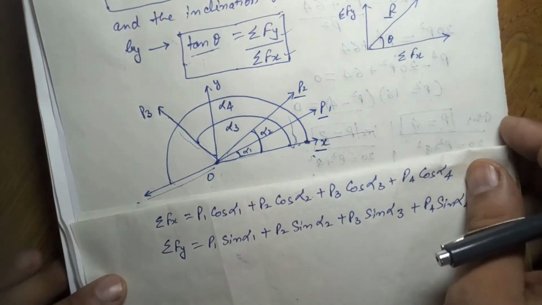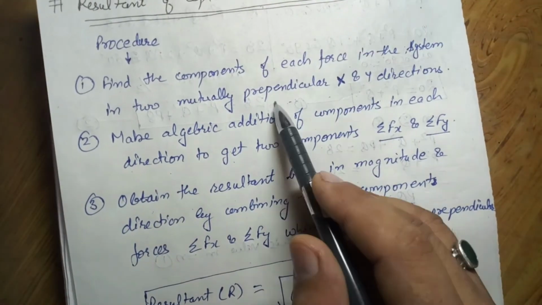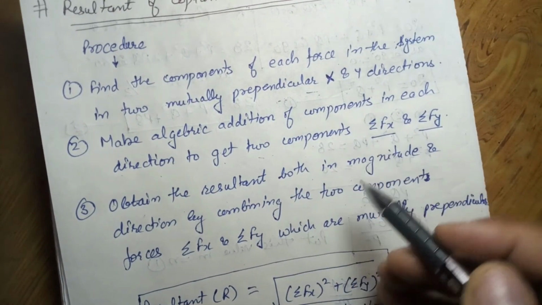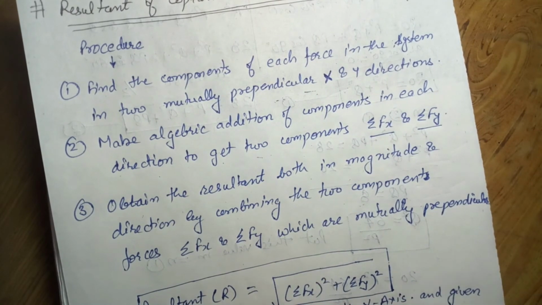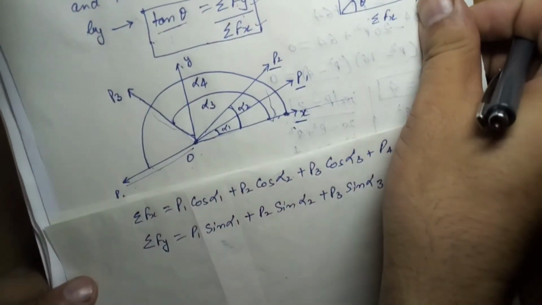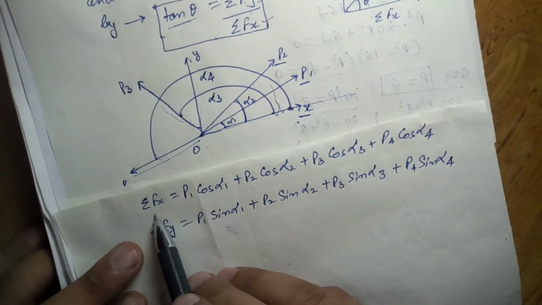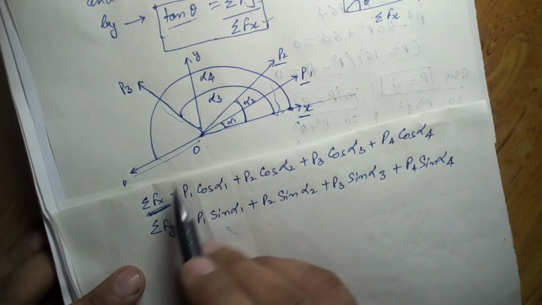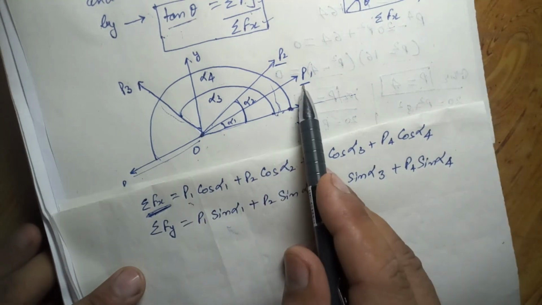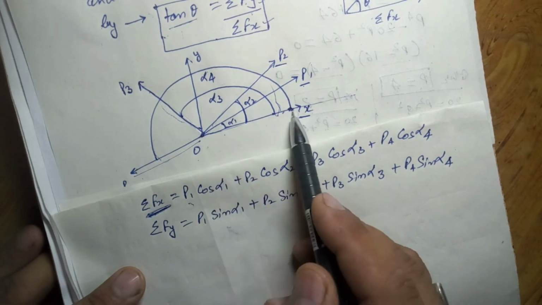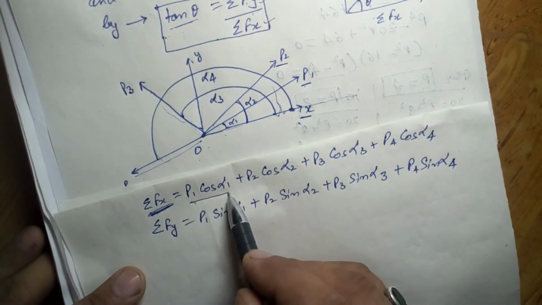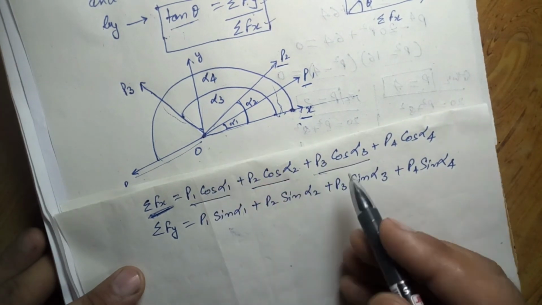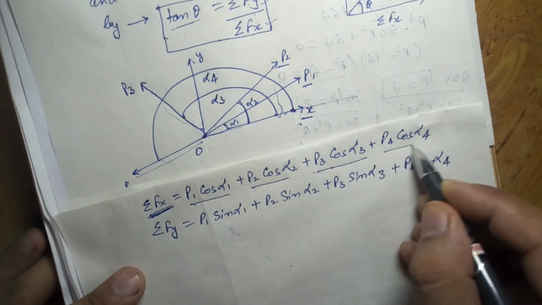Now we follow the same steps as I have discussed. First resolve the components in the x and y directions, then add to find the summation of Fx and Fy. Then we apply the resultant and direction formulas. Now let's see how we calculate. First of all, we find all the components in the x direction and their summation, that is, summation of Fx. What will that be? P1 cos alpha 1 will be the x direction component. P1 cos alpha 1, P2 cos alpha 2, P3 cos alpha 3, P4 cos alpha 4. The angle is changing in all.